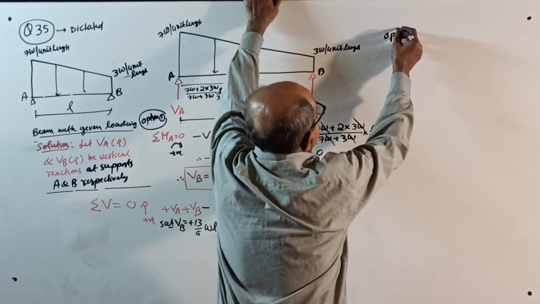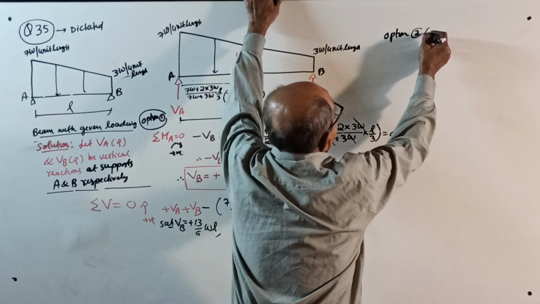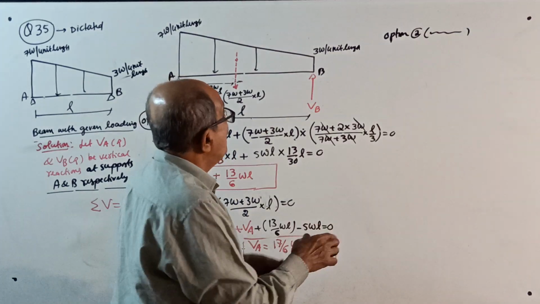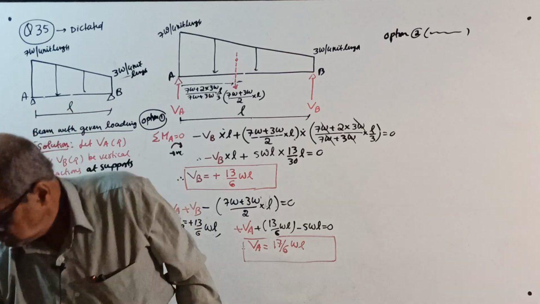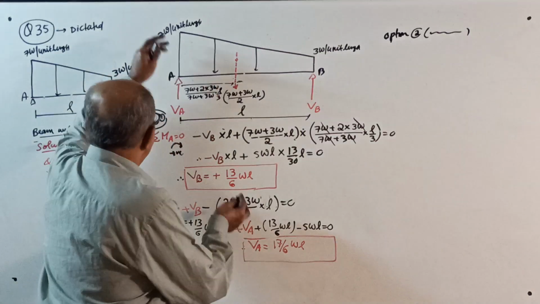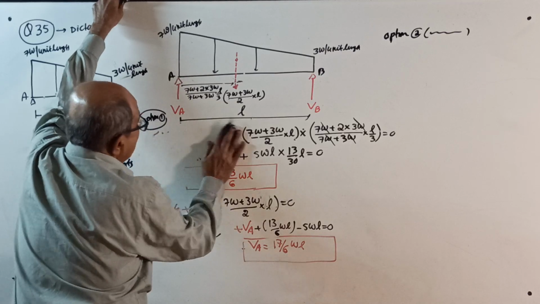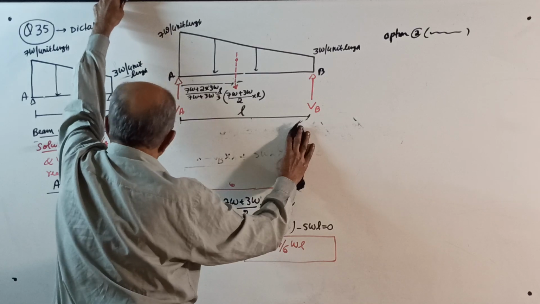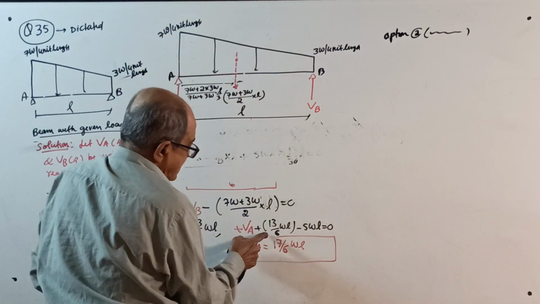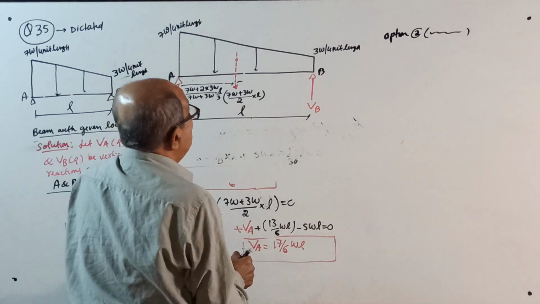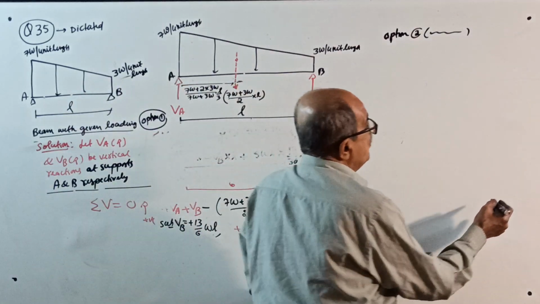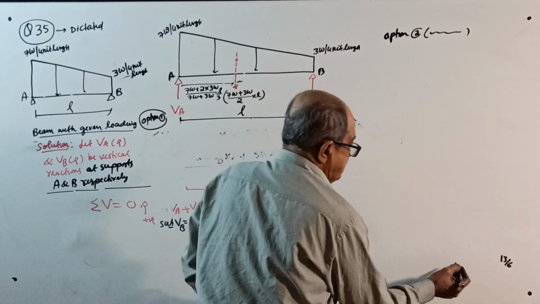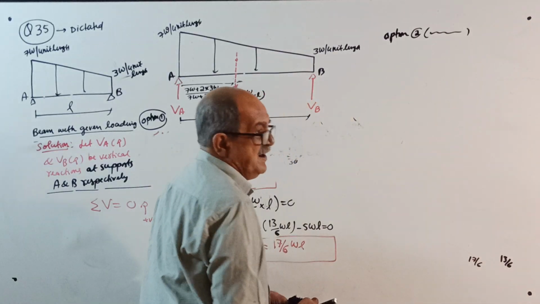Option 2. This is for those who are finding difficulty with the trapezium. This I remove now, because next question you have to solve. Where is the VA answer? Oh, I rubbed the VA answer. Okay, I forgot. VB is 13 by 6. I make a note. VB is 13 by 6, VA is 17 by 6. Okay, right, because I have entered the final answer.